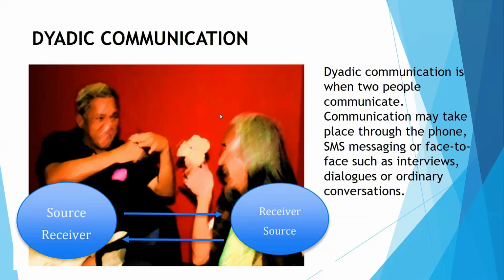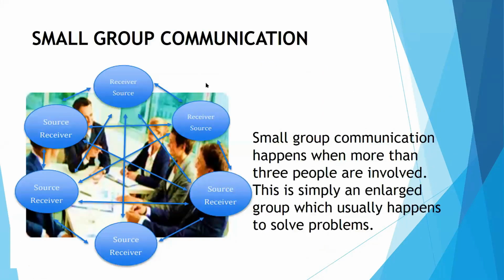Now let's have the small group communication. Small group communication happens when more than three people are involved. This is simply an enlarged group, which usually happens to solve problems. So in a small group communication, just like what you can see here in the picture, they are communicating because they have a purpose. They can all be the source and also they can all be the receiver. They are communicating because they have a purpose.